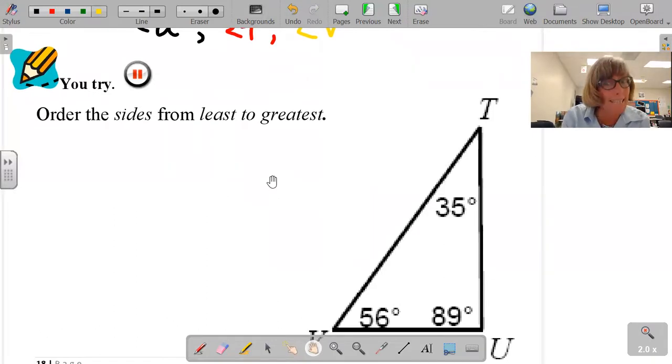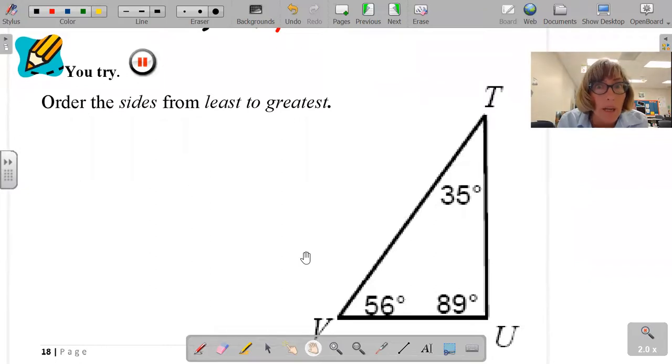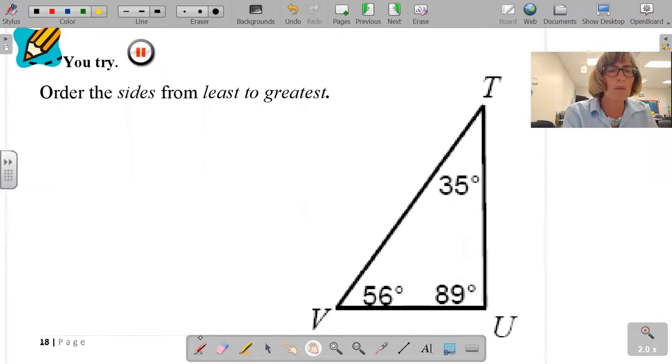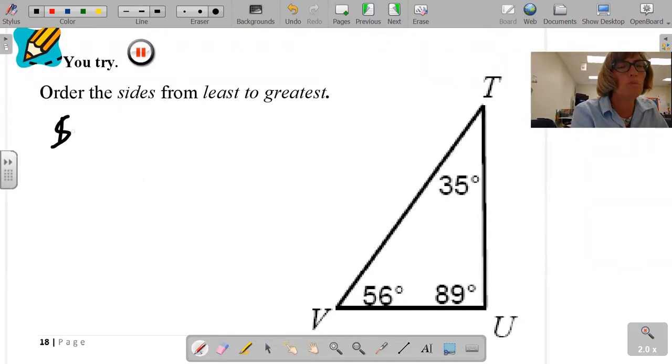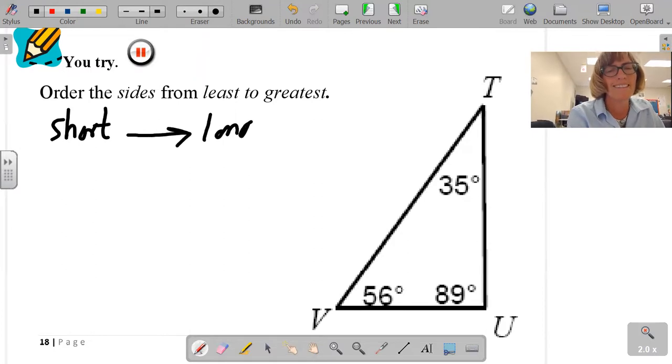Now order the side lengths from least to greatest. Pause the video. Do this on your own. Welcome back. Let's see what you did here. From least to greatest, so small to, actually, technically that should be short. If we're going to do lengths here, from short to long.